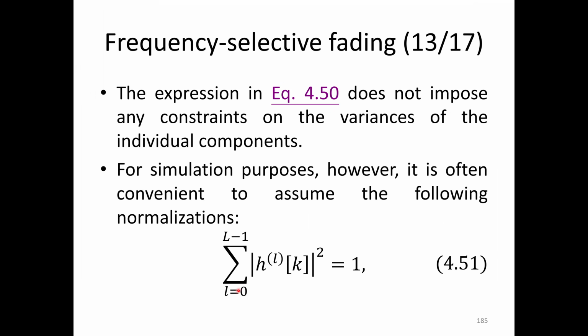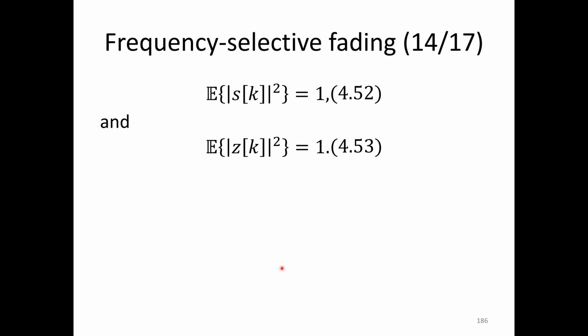So the communications meaning of this equation is that the channel power is equal to 1. And then the expectation of the square of the absolute value of S of k is equal to 1.